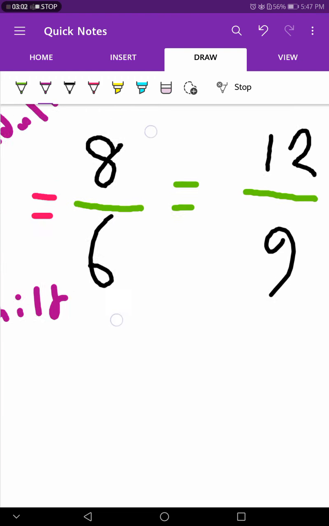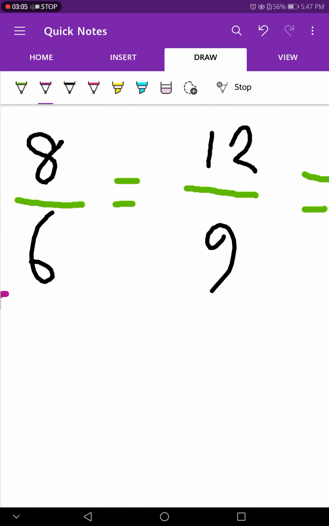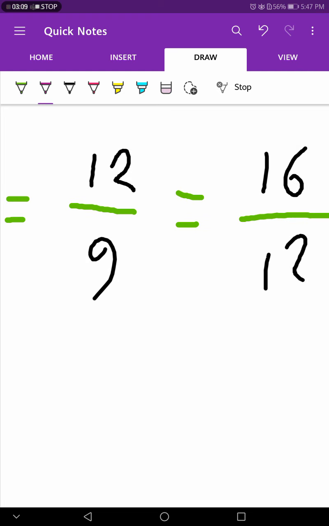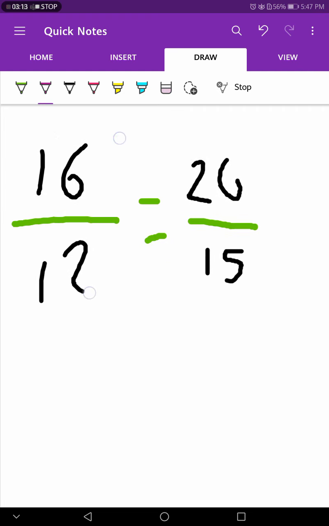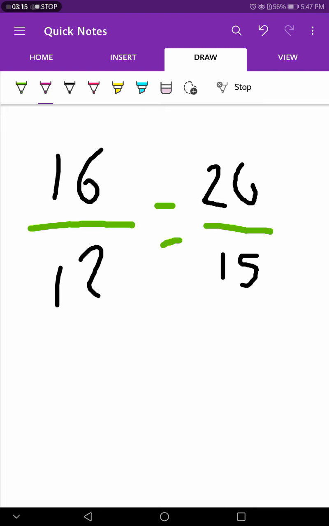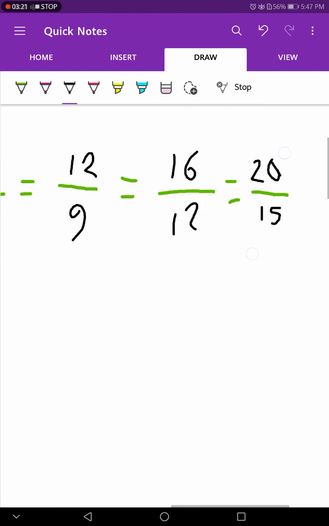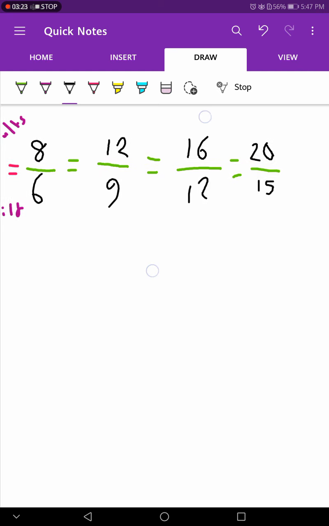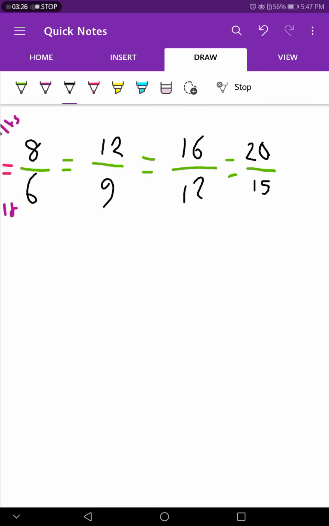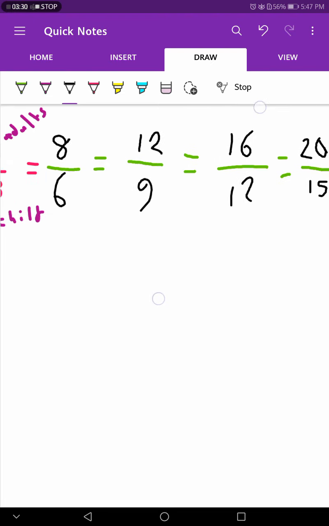And for 8 adults I have 6 children, and for 12 adults I have 9 children, and for 16 adults I have 12 children, and for 20 adults I have 15 children. Okay, how can I represent this, or plot this, in the coordinate plane?